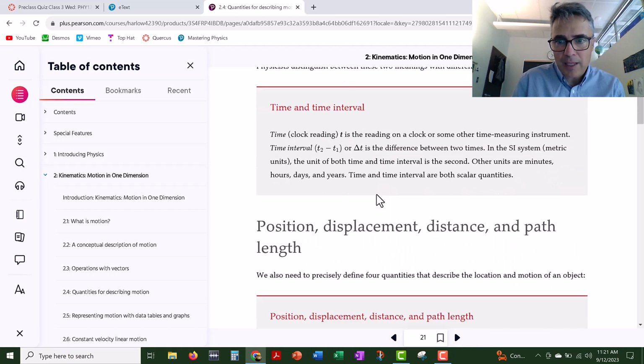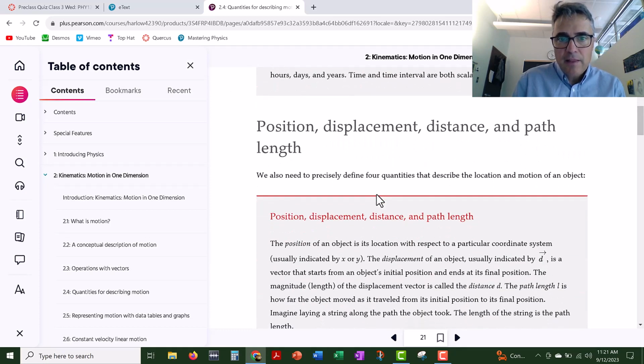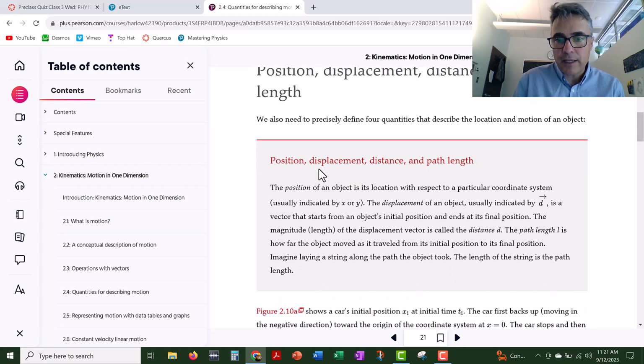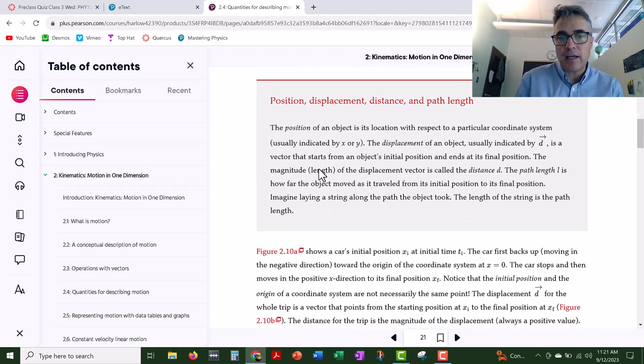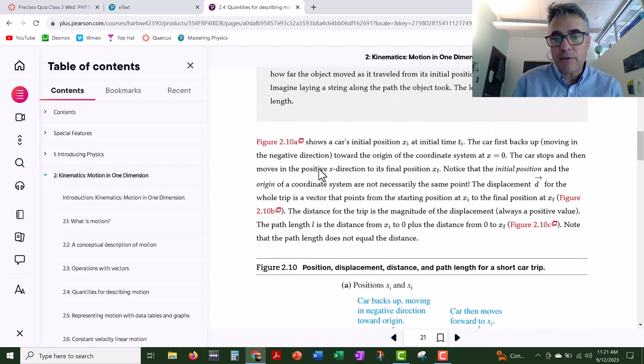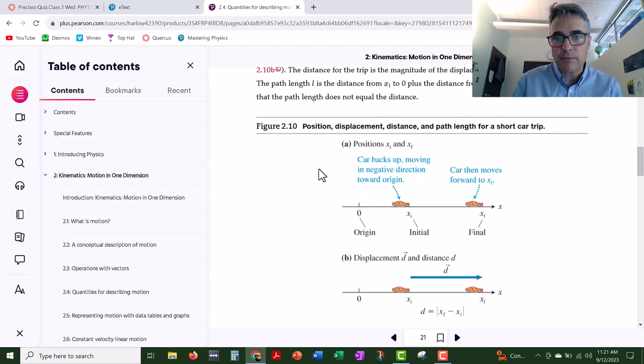Section 2.4 is called quantities for describing motion. So we know what time is, in seconds. Then there's position, displacement, distance, and path length. These are 4 different things that this book treats all differently. Those words mean very specific things, so it's important to read through this.